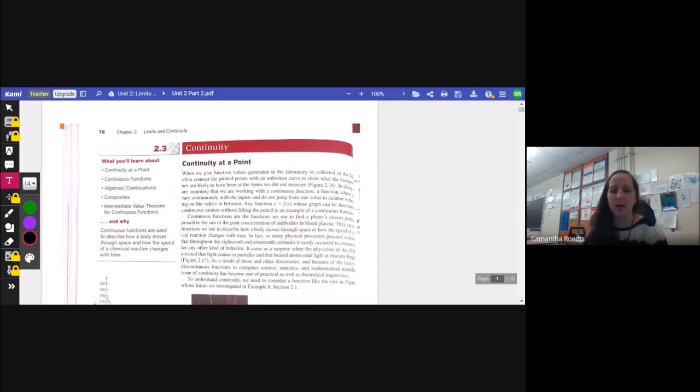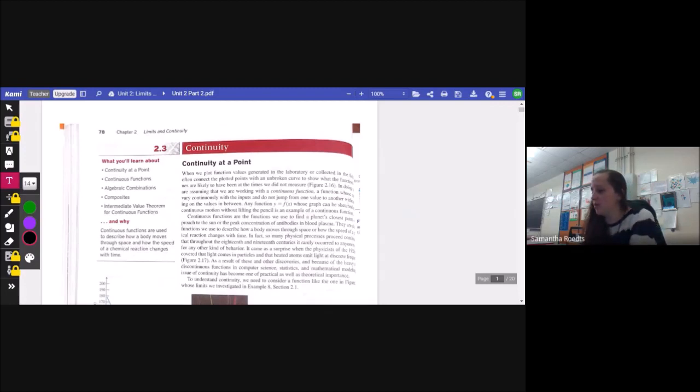Okay, so any function y equals f of x whose graph can be sketched, where you can basically start your pencil at one end and continue in one continuous motion without the pencil being lifted, is a continuous function. Continuous functions are functions we use to find a planet's closest point as it approaches the sun, or the peak concentration of antibodies in blood plasma. All sorts of different things we use continuous functions for.